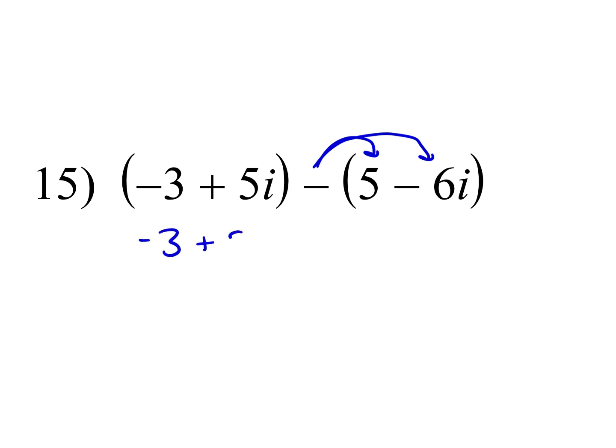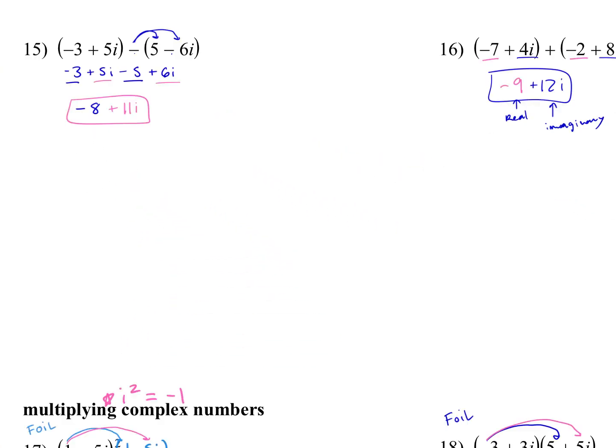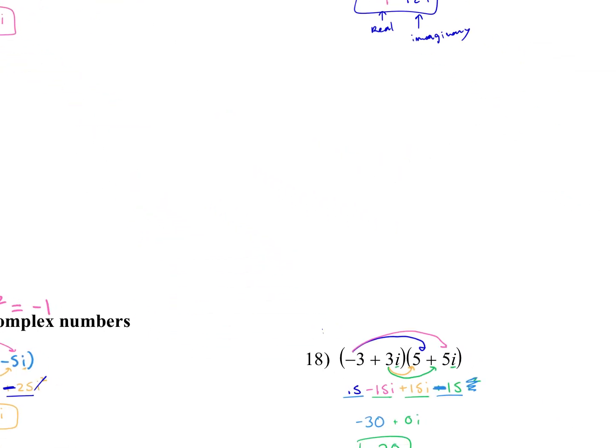We have negative 3 plus 5i minus 5. What happens to the 6i? It becomes positive. So a negative times a negative becomes positive, so 6 plus 6i. What are my real numbers? What's negative 3 minus 5? Negative 8. What are my imaginary numbers? 5i and 6i, so it's 5i plus 6i, 11i. All right, I did 18 already, so let me erase it.